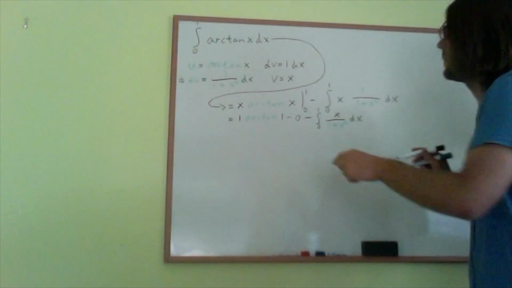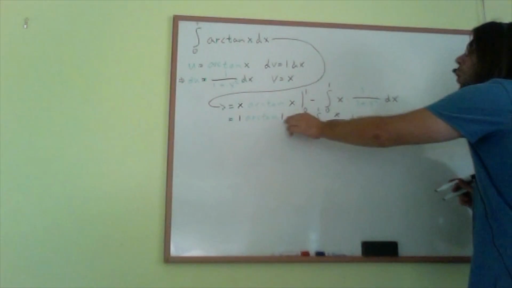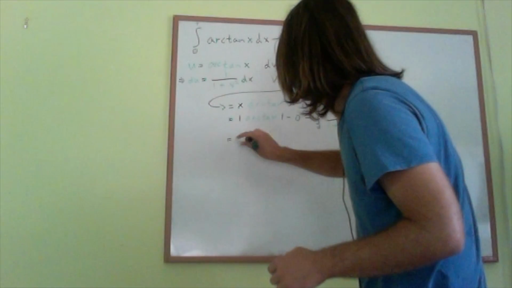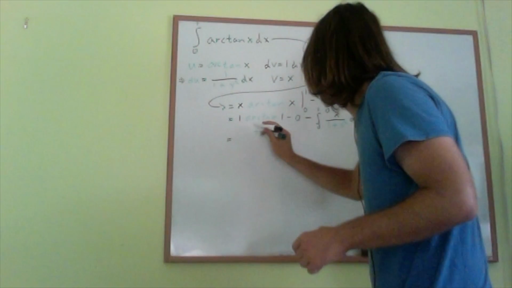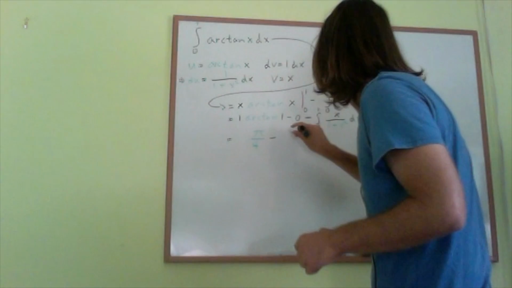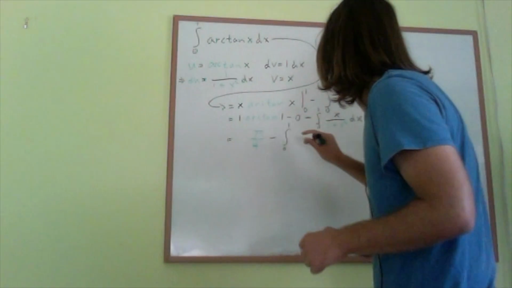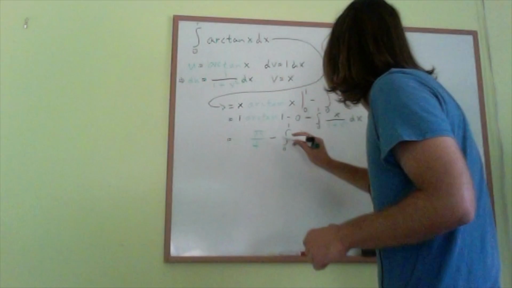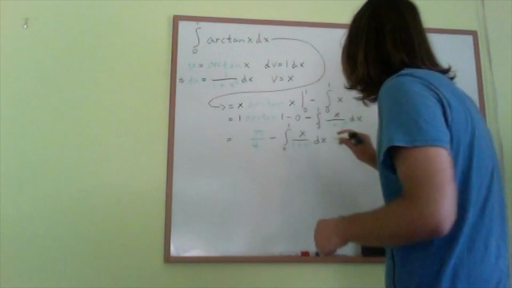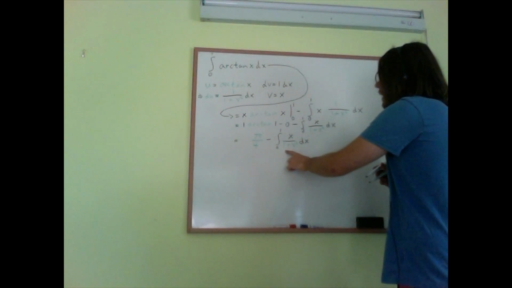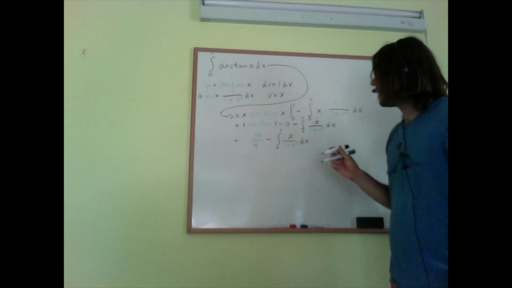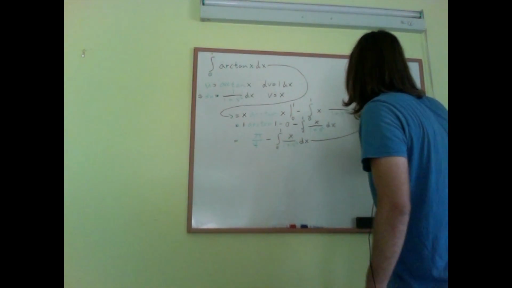Okay, and now arctangent of 1 is pi over 4. 1 times pi over 4 is simply pi over 4. So we have pi over 4 minus the integral from 0 to 1 of x over 1 plus x squared dx. To handle this antiderivative here, we simply use a substitution technique.